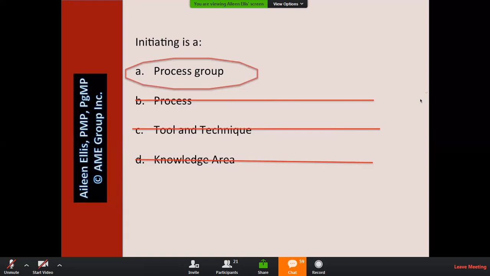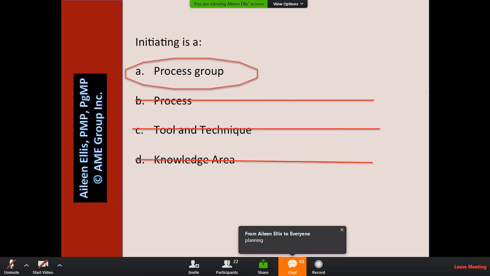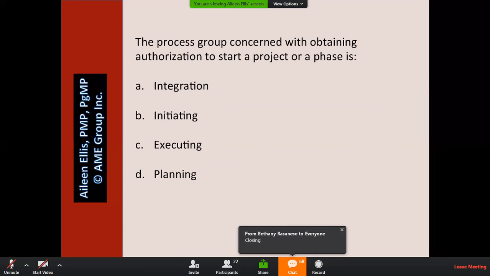So think about, and maybe you don't need to type all of them, but into the chat area, name some of the other process groups. Okay. So planning, monitoring and controlling. There's two more, executing, and one more, closing. Great, so those are the process groups. Let's go on to the next question.